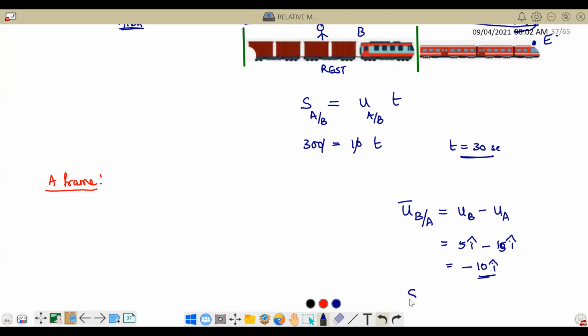And the distance covered by B with respect to A is how much? You have to write plus 300 or minus 300? Minus 300. That is very important, which is what I told you. Once you write that, you'll get the equation.